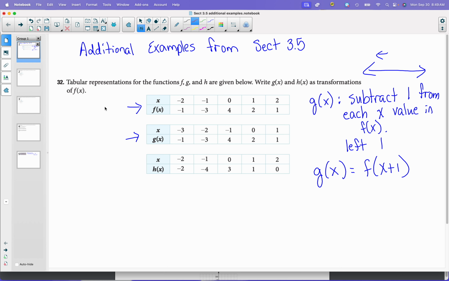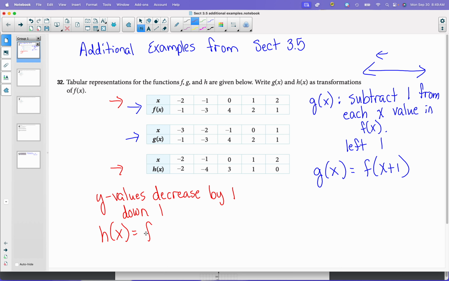Then for the next one, we're going to compare the f of x chart with the h of x chart. And notice on this one, the x's don't change, but look at the y values. The y values decrease by 1. Well, if it's decreasing, then it moves down 1. So think about what transformation would make that move down 1, and we get f of x minus 1, with that minus 1 on the outside.